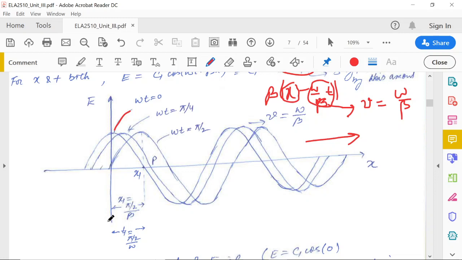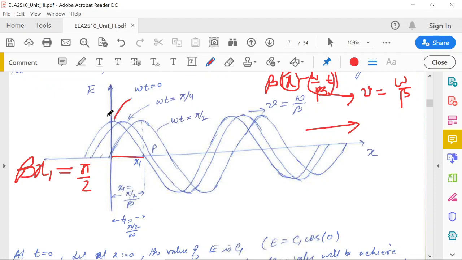Or you can understand it in a different way. For example, when you have the pi by 2 phase here, at this point, this is the x distance. We are watching the same wave at omega t equals 0, and as you move in the x direction, this is the distance you have traveled, and in this distance the phase is shifted by pi by 2. So pi by 2 is the phase. So x1 equals pi by 2 over beta. This is the x1 distance, because beta x1 equals how much? Now it is shifted to pi by 2. So you can find this distance x1 at this point.